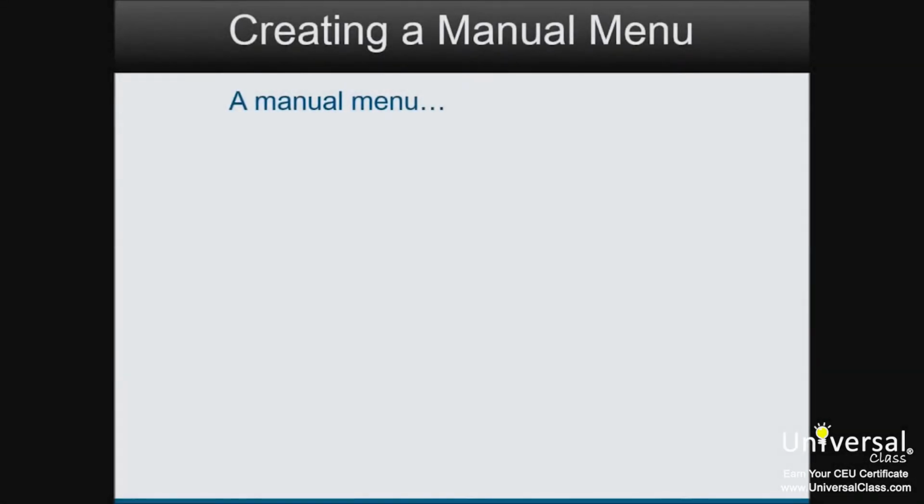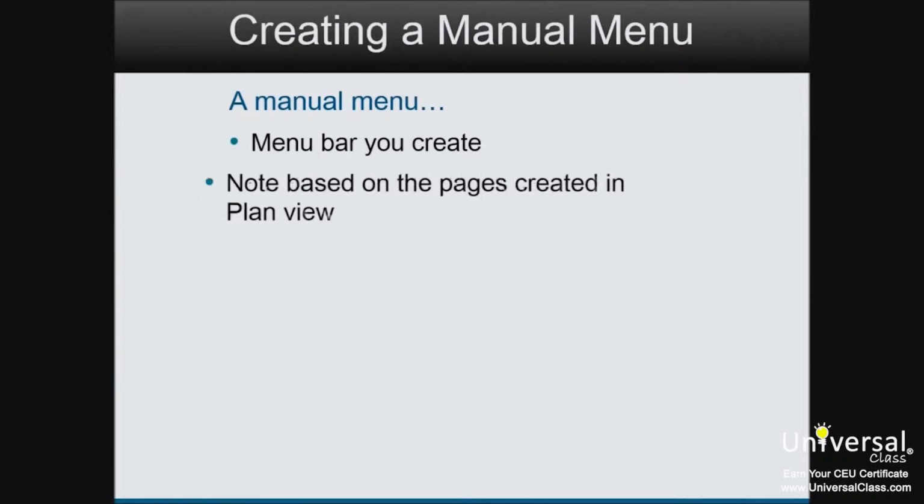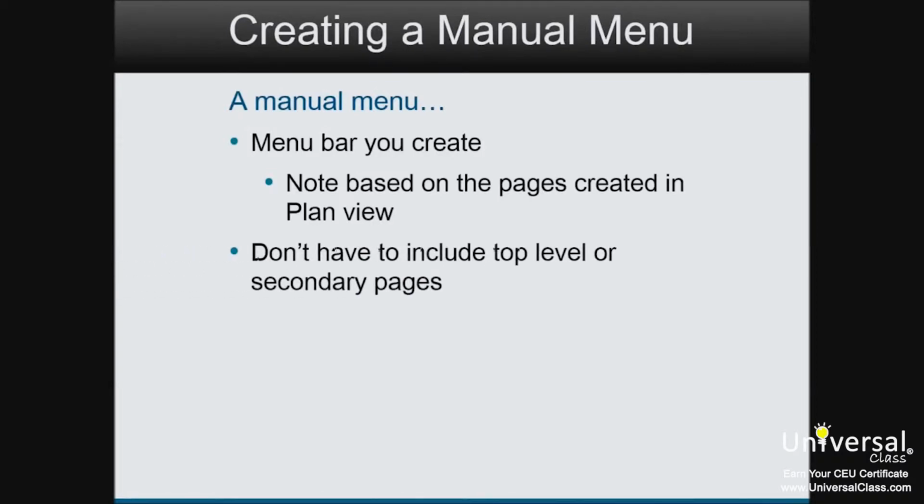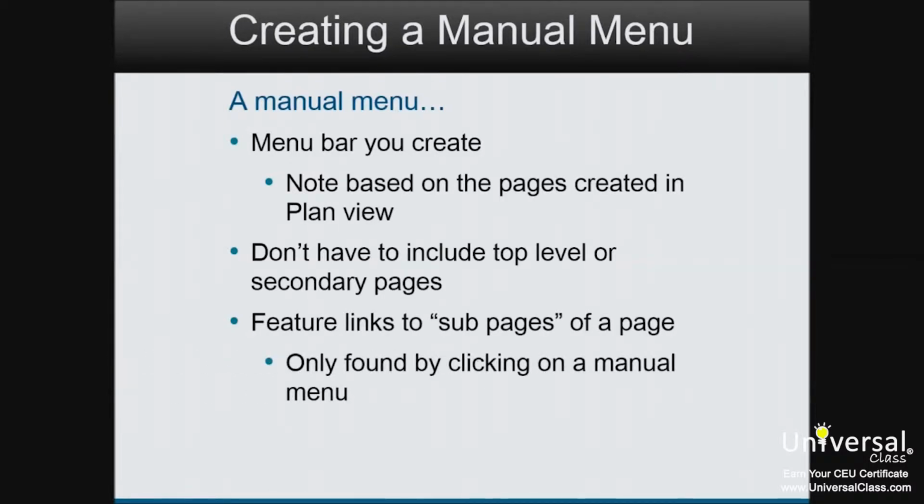A manual menu is simply a menu bar that you create that is not based on the pages you created in Plan View. Manual menus don't have to include top-level or secondary pages. What's more, most manual menus that are placed on sites feature links to subpages of a page, or pages that you'll only find by clicking on a manual menu.